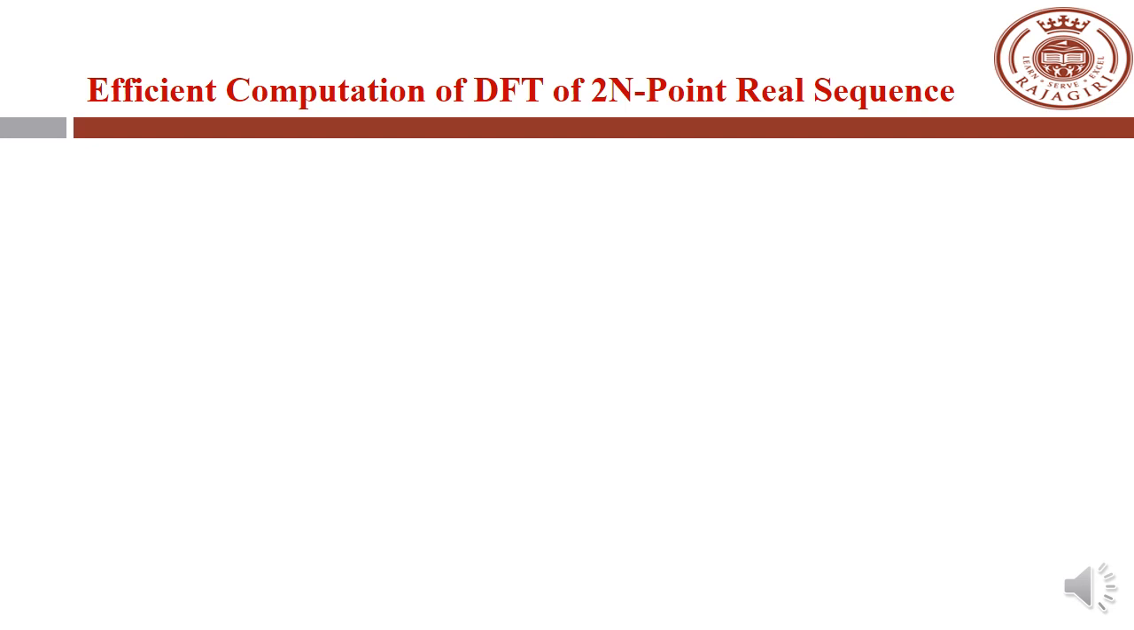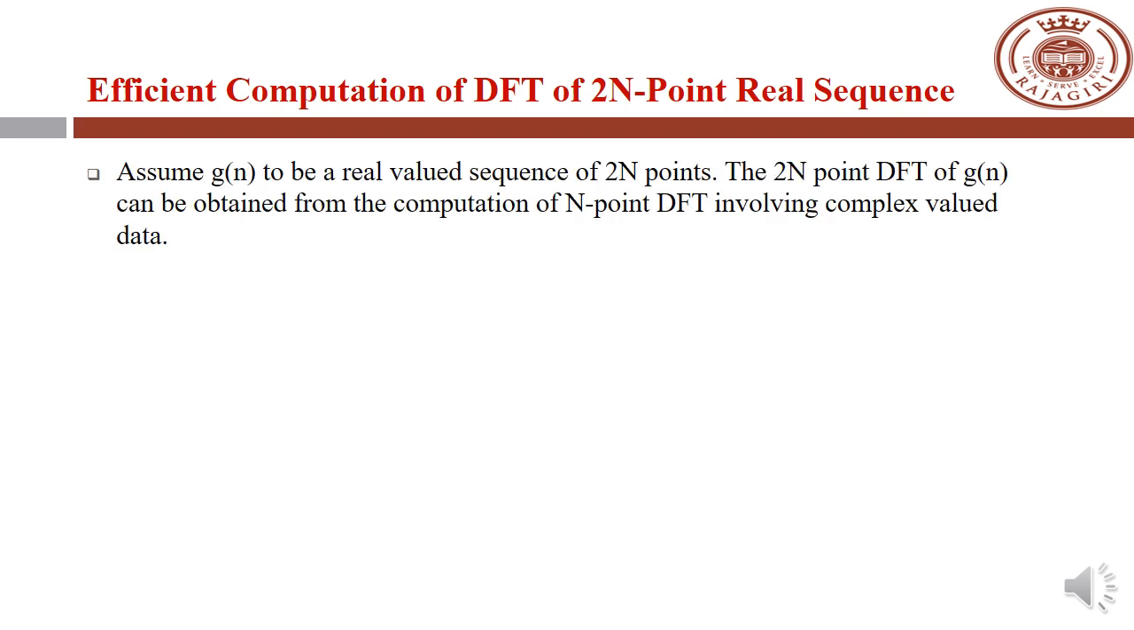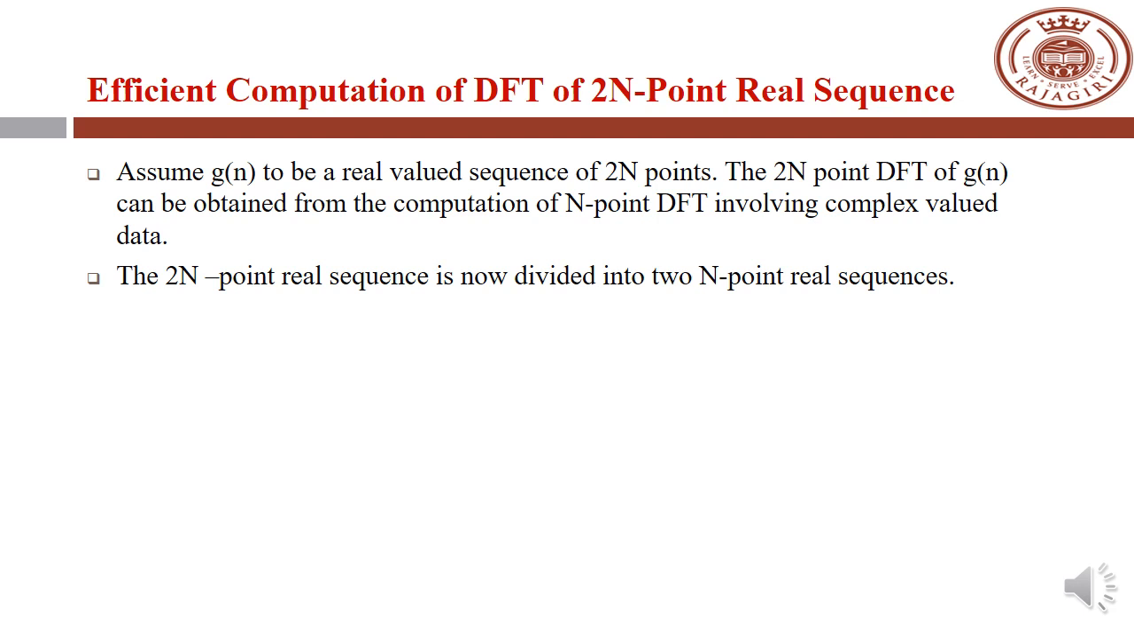Next, we look into the efficient computation of DFT of a 2n point real sequence. Here, we consider g of n to be a real valued sequence of 2n points. The 2n point DFT of g of n can be obtained from the n point DFT of a complex valued data. So first, the 2n point real sequence g of n is divided into two real sequences x1 of n and x2 of n, each of n samples.